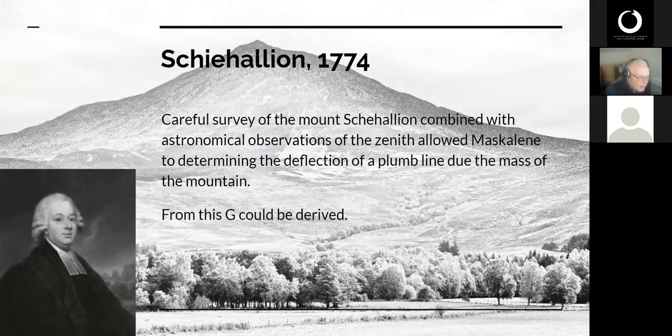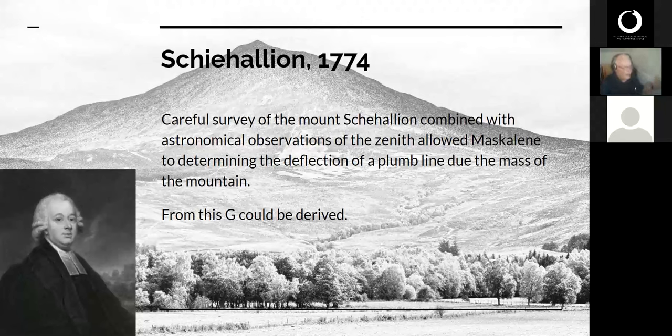The measurement was done in 1774 using Mount Schiehallion in Scotland. The Astronomer Royal, Maskelyne, did a series of observations at an observatory on the side of the mountain, in which he observed the zenith position of stars and observed a deflection of a plumb line due to the mass of the mountain. And from this, he was able to determine what the gravitational constant must be.